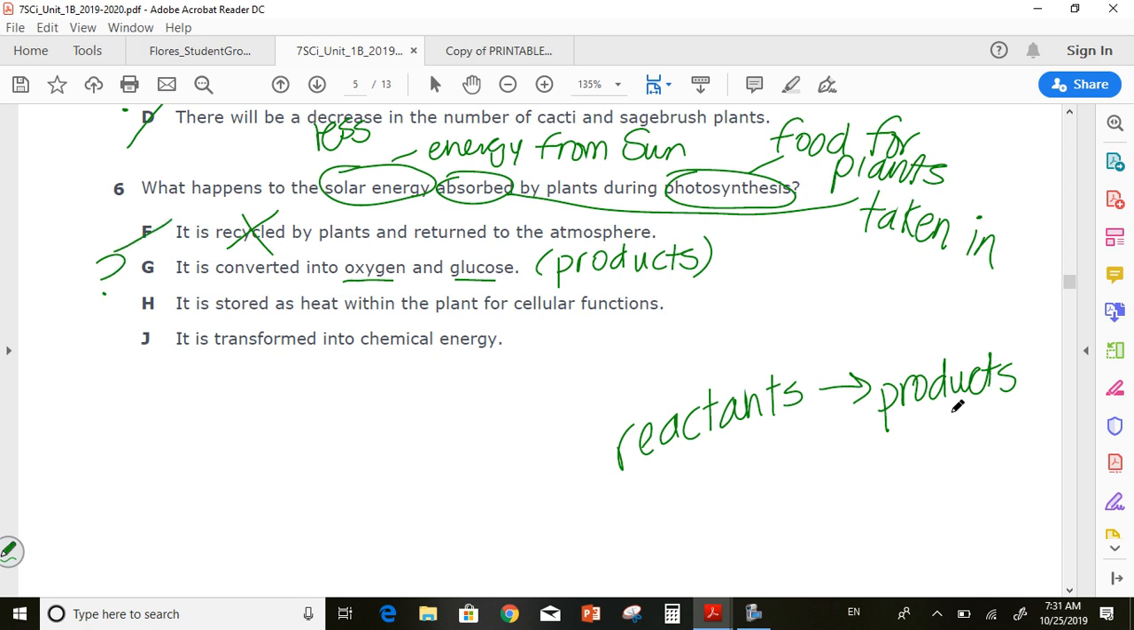It is stored as heat within the plant? No. Letter J says it is transformed into chemical energy. So chemical energy is half of the answer. Okay, but you only get half. You need both answers, which would be glucose and oxygen right there.